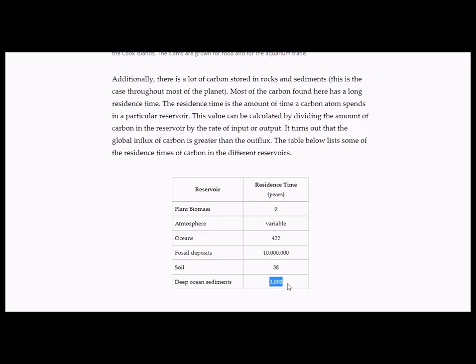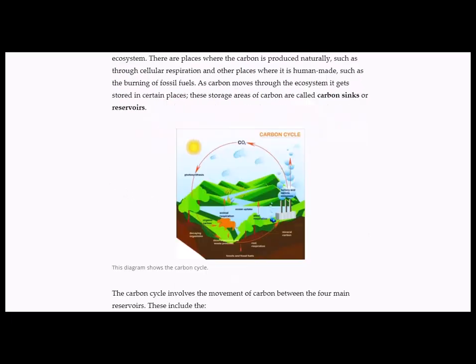And deep ocean sediments, this is at the very bottom of the sea, miles down below the surface of the ocean, 3,000 years. So you can see that this is where most of the cycling happens, through the plant biomass and also through the atmosphere. Those are the main sources of the carbon moving through the carbon cycle.